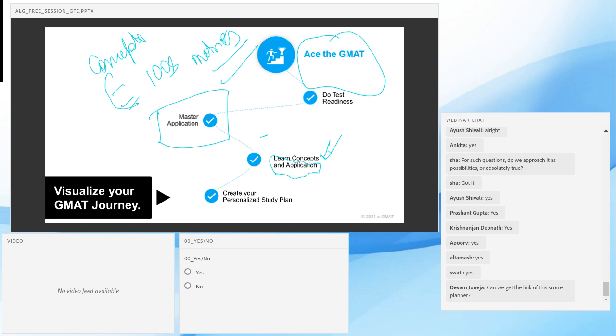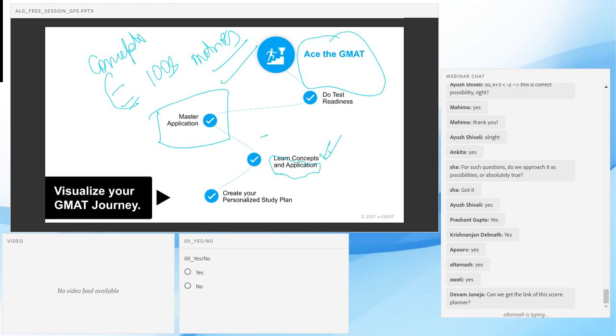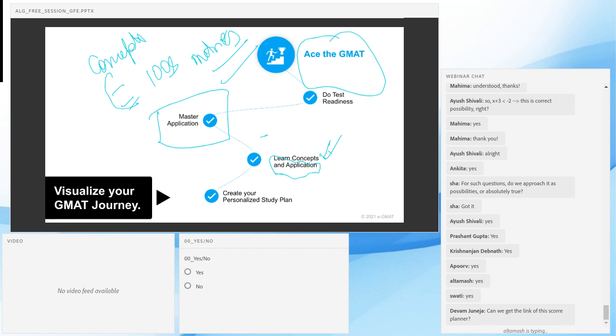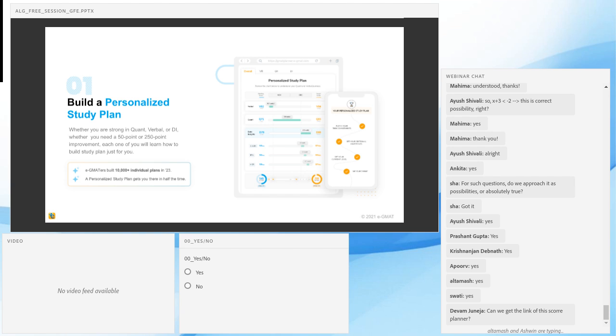Okay. Any comments on this? What do you guys think about having a study plan which is as detailed as this one, which gives you complete control of your study? Can you get the link of this score planner?